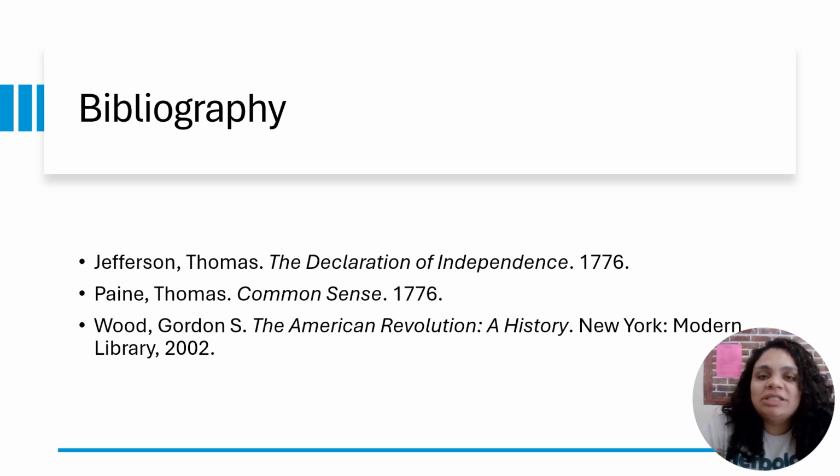Both works had an enormous impact. Paine's pamphlet shifted public opinion and built momentum for independence. Jefferson's Declaration made the revolution official and internationally recognized. Together, these documents helped define American identity, democracy, and self-governance, principles that continue to shape the nation today.